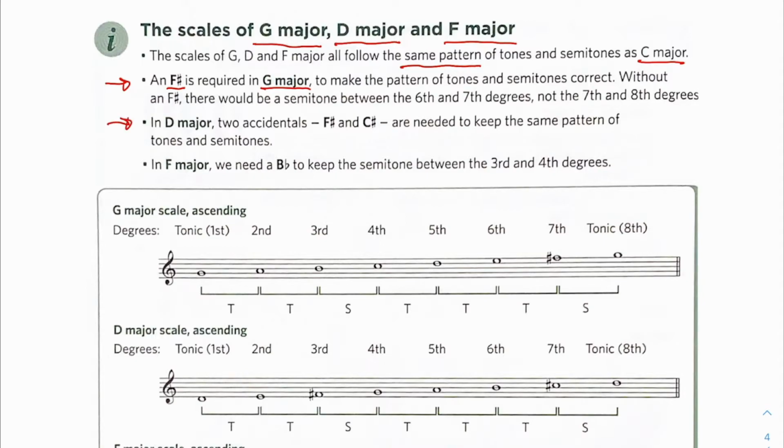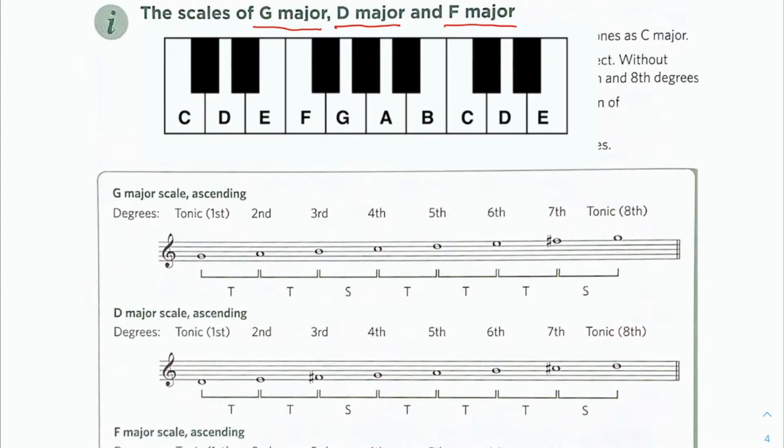And in D major, two accidentals, F sharp and C sharp, are needed to keep the same pattern of tones and semitones. In F major, we need a B flat to keep the semitone between the 3rd and 4th degree. I have added a keyboard here so I can explain each of the scales more clearly.